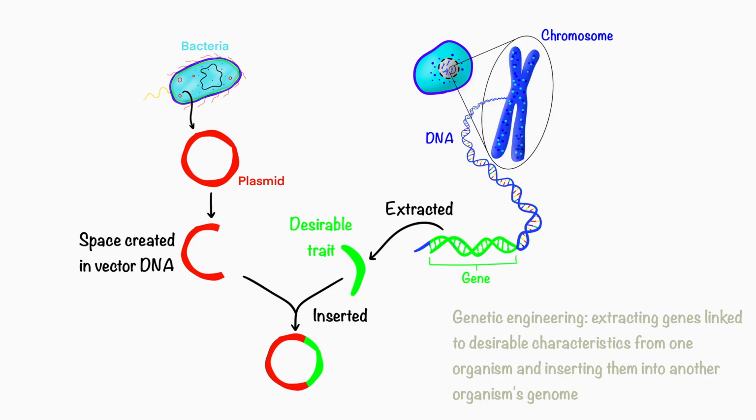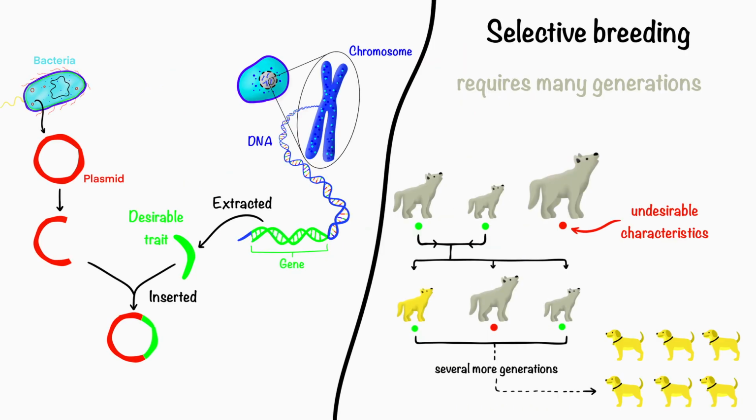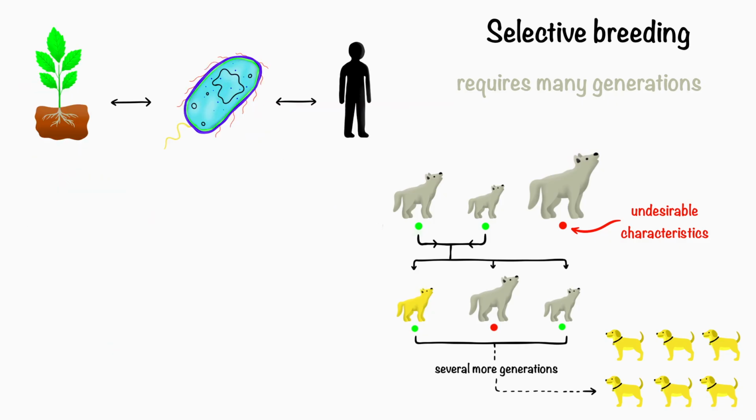Genetic engineering involves extracting genes responsible for desirable characteristics from one organism and inserting them into another organism's genome. This process transfers specific traits directly between species that could never naturally interbreed. Unlike selective breeding, which requires many generations of controlled reproduction to enhance existing traits, genetic engineering achieves precise modifications immediately. Scientists can add characteristics from bacteria to plants or from humans to bacteria, combinations impossible through conventional breeding.